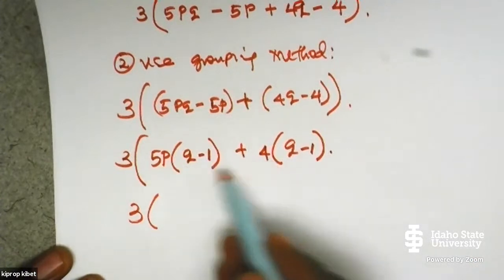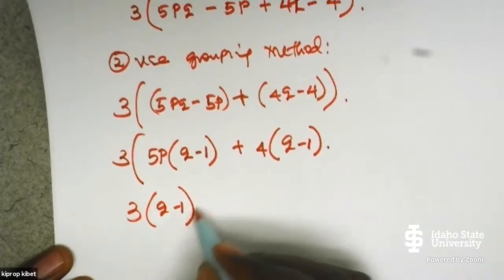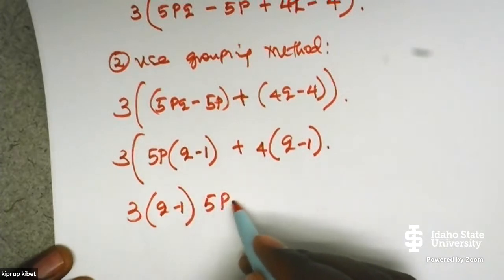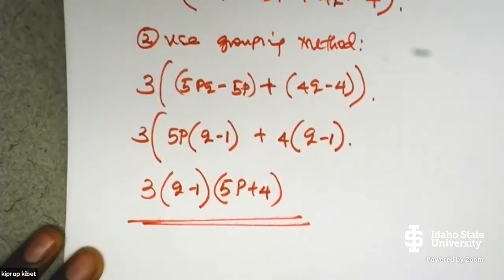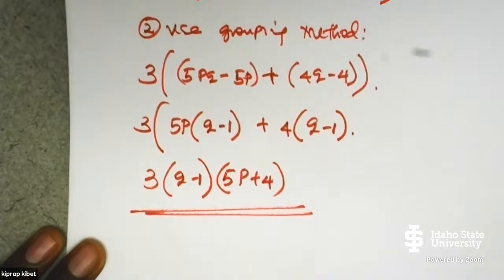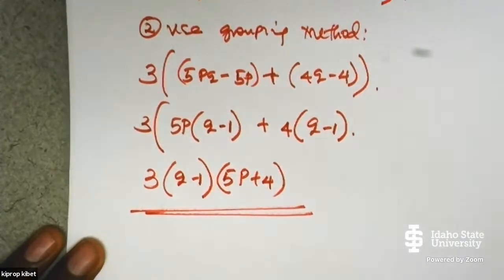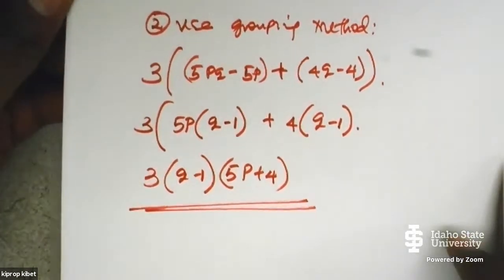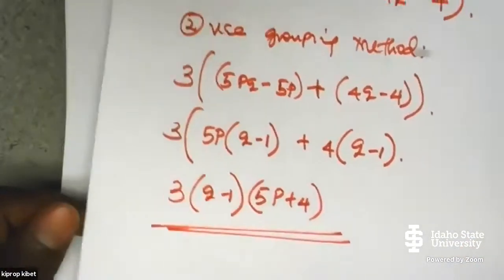So in the 2 of them, what is common? Q minus 1. The remaining is 5P plus 4. So we have factored that one completely: 3 times Q minus 1 times 5P plus 4. Any question?